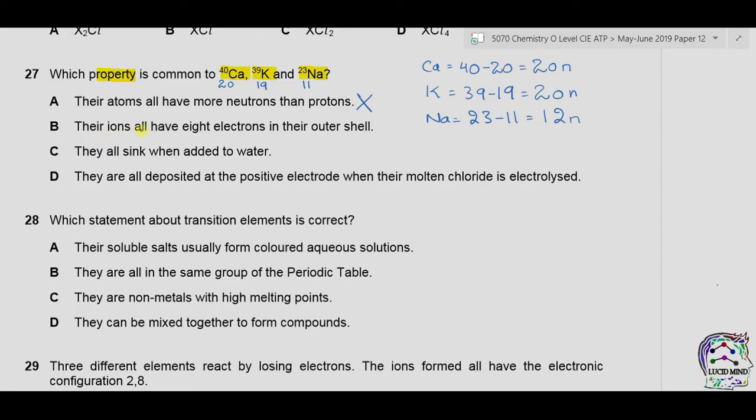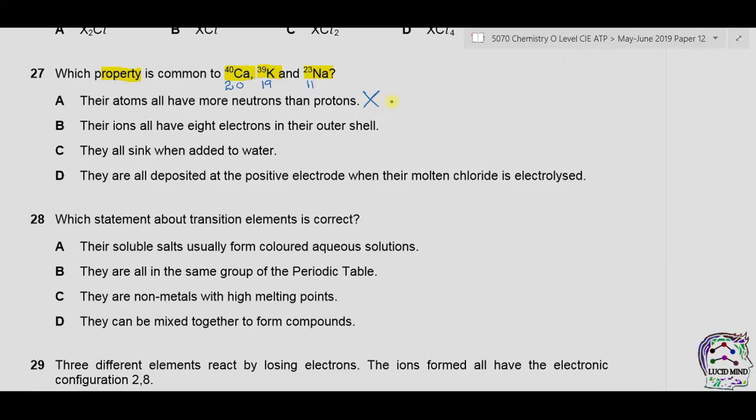B. Their ions all have 8 electrons in their outer shell. Now we can do electronic configuration for calcium. Calcium is in second group of the periodic table. It has 2 electrons in the first shell, 8 in the second shell, 8 in the third shell, and 2 electrons are present in the outermost or valence shell. Now calcium will lose 2 electrons as it is present in second group. So it will make calcium plus 2 ion whose electronic configuration will be 2, 8, 8.